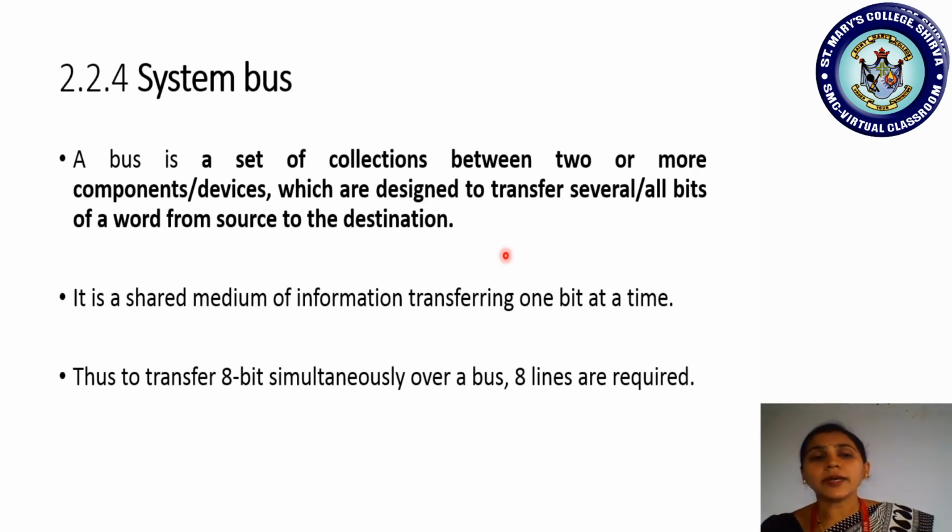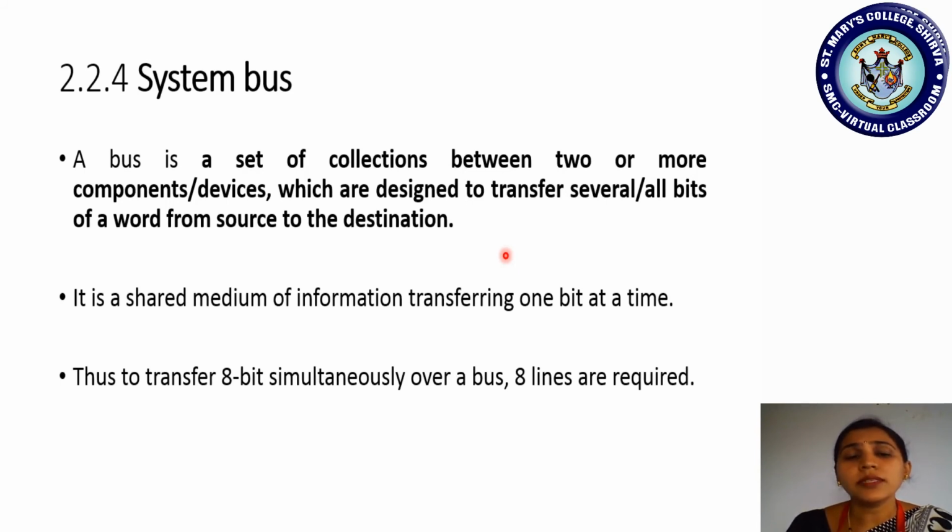At a time the devices may transfer all the bits. For example, a byte is normally 8 bits, but sometimes the system bus has the capacity to transfer more than 8 bits at a time, for example 16 bits together. It could have the capacity to transfer that much data. So it is a shared medium of information transfer.